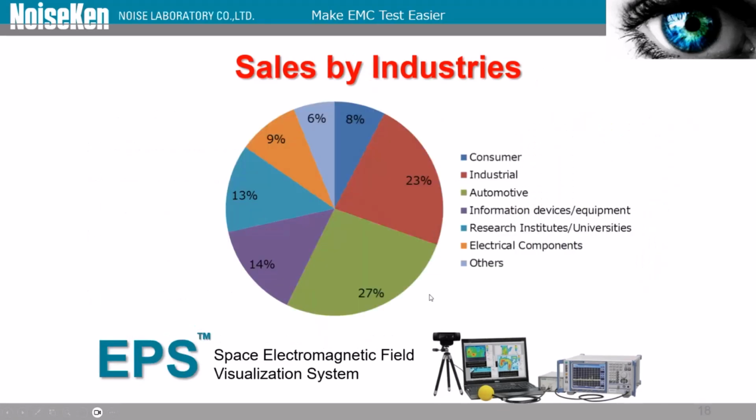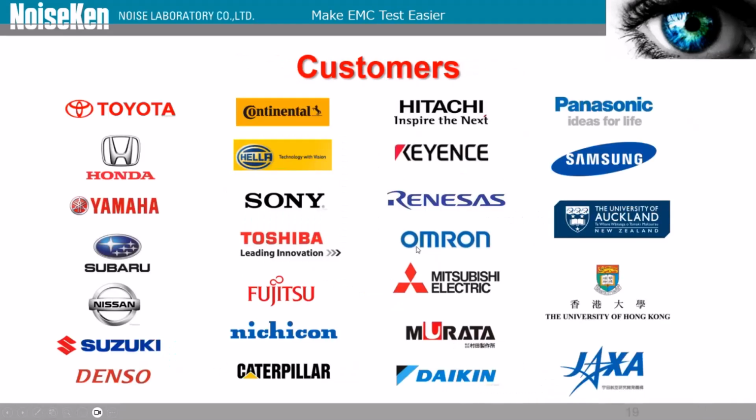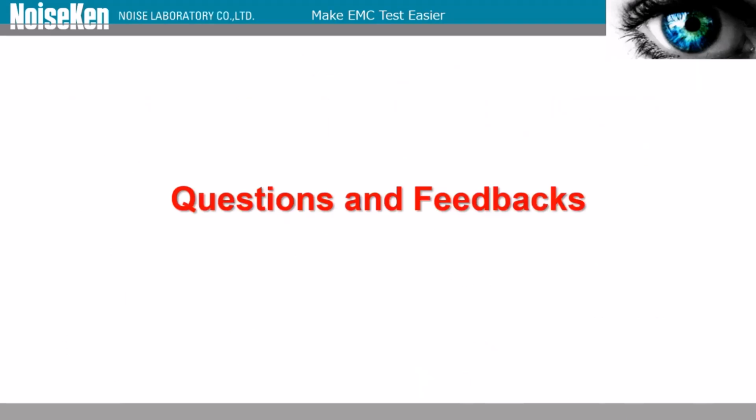Well, this pie chart shows, based on our records, 27% to the automotive industries and 23% to the industrial industries, and they share 50% of the market. These are some major customers who introduced the EPS system for their prototype debugging. And from this slide onwards, I would like to take some questions and feedback.